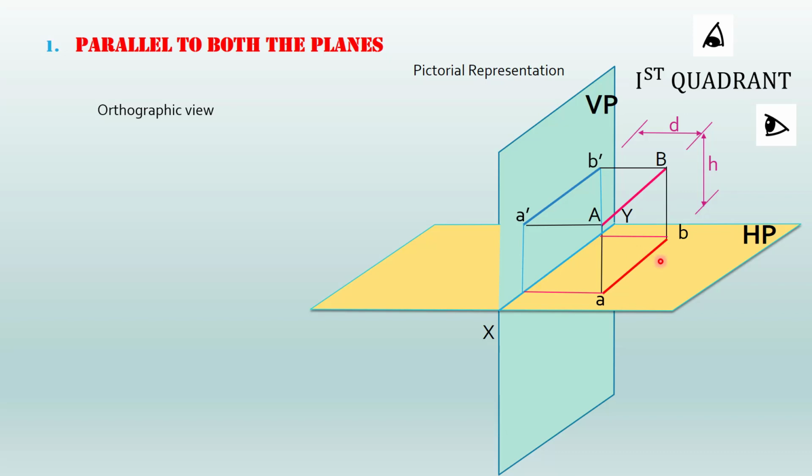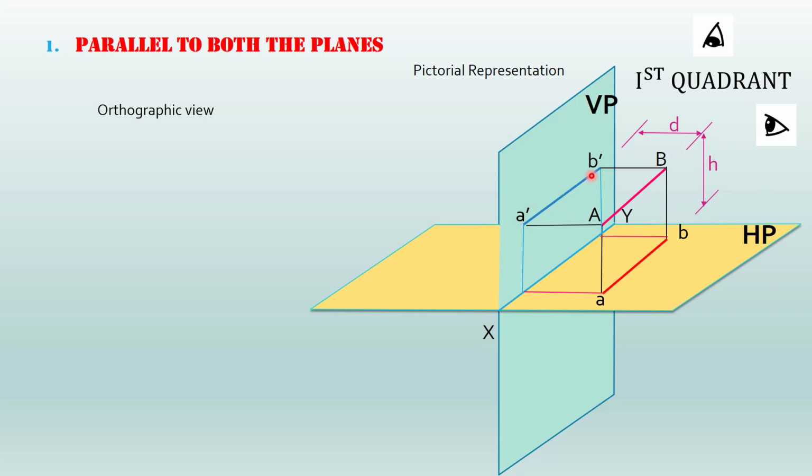Similarly, if the line is parallel to HP, you will get the elevation as a horizontal line or the elevation will be parallel to XY. Hope that is clear. Okay, that is the second important point. If the line is parallel to VP, we will get horizontal line on HP. If the line is parallel to HP, we will get horizontal line on VP.